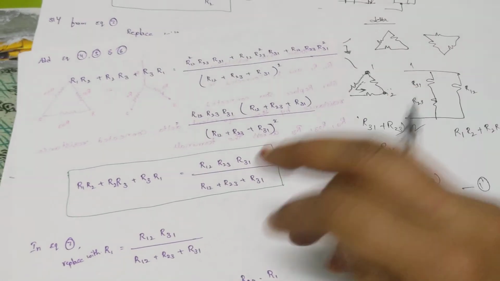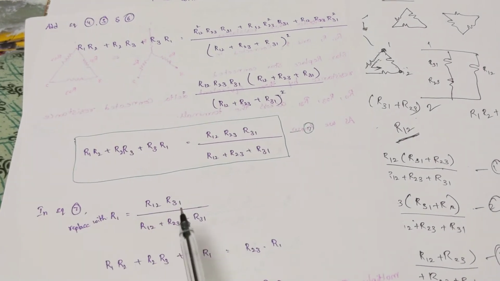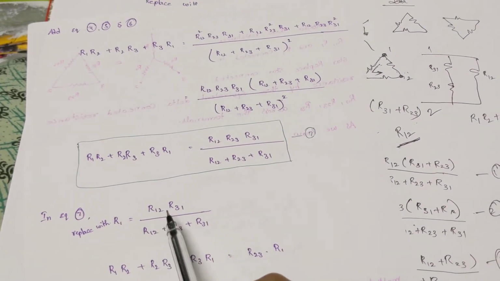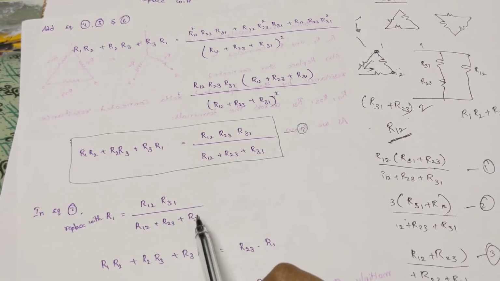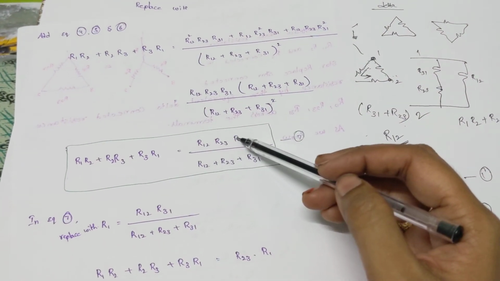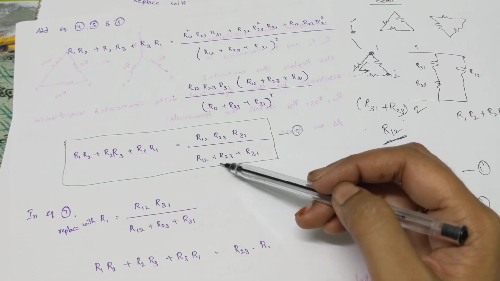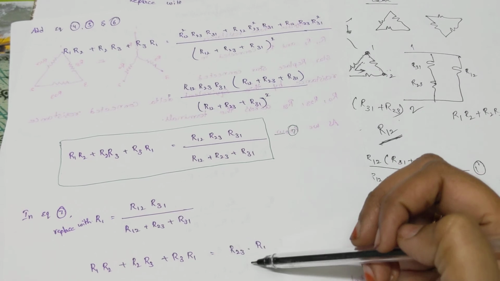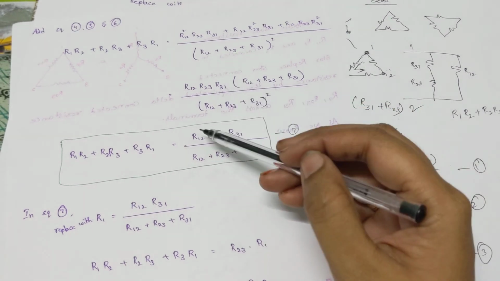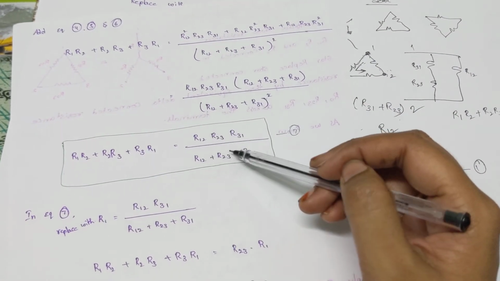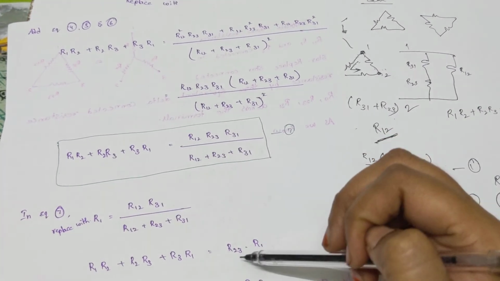So try to replace this R1 value with R12 R31 divided by R12 plus R23 plus R31. Whatever the rest of the elements R12 and R13, if I replace this one with R1, the equation appears as R23 into R1. So here I am rearranging, just modifying this term with the star resistor.